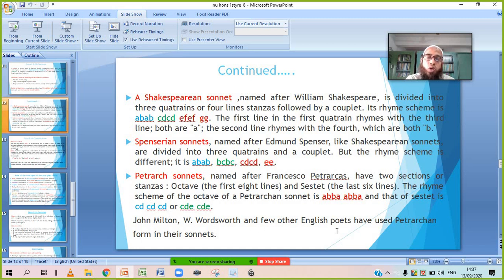John Milton, William Wordsworth, and a few other English poets have used the Petrarchan form in their sonnets. On His Blindness, which you have read, written by John Milton, is a Petrarchan sonnet. It is in the syllabus. You have to read it for part C in reading skills also.